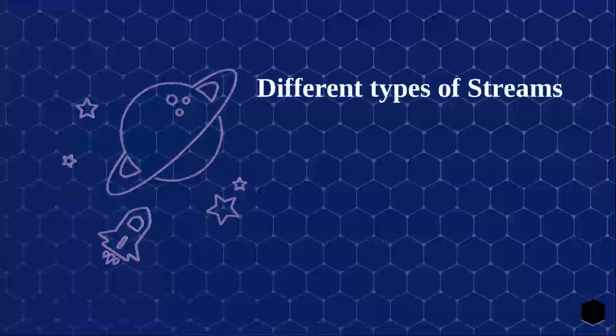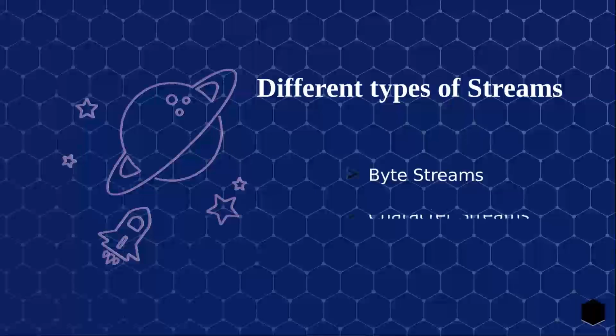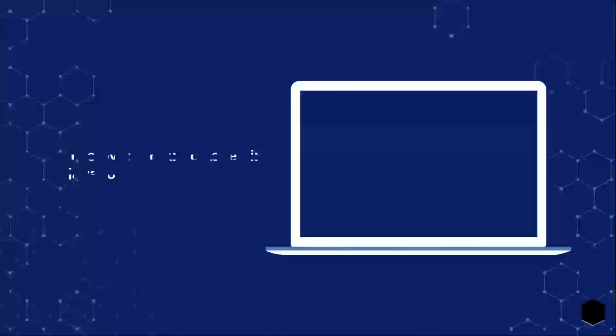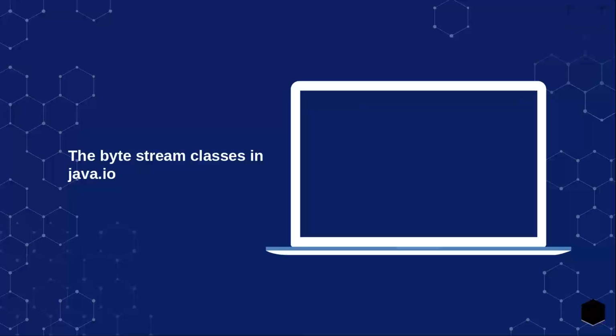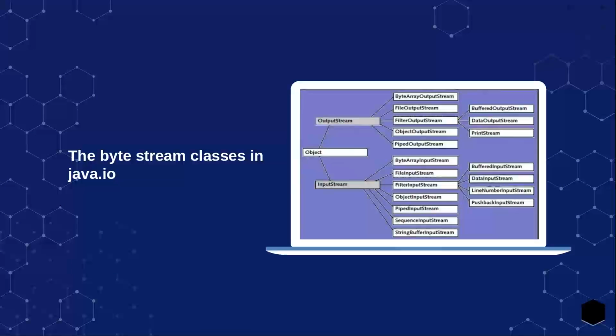Now, different types of streams. We can divide them basically into two: byte streams and character streams. Now, the byte stream classes in java.io. Any data in a Java program, after processing, is converted into byte streams. When the byte stream is used directly, for inputting or taking in the data, we use input stream, and after the processing, what you send out is in the form of an output stream.